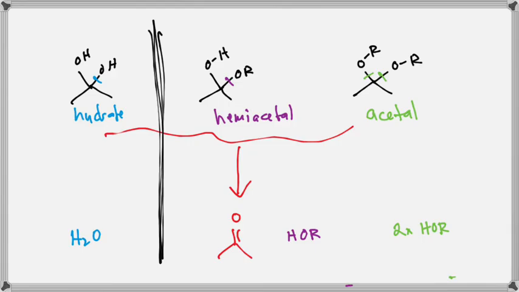What else do I need? How do I get the acetal to become the carbonyl? Because if I look at these pieces, I've got the carbon chain, 3 carbons, and 2 ORs. That makes sense. What's missing? How do I get the acetal to become the carbonyl?